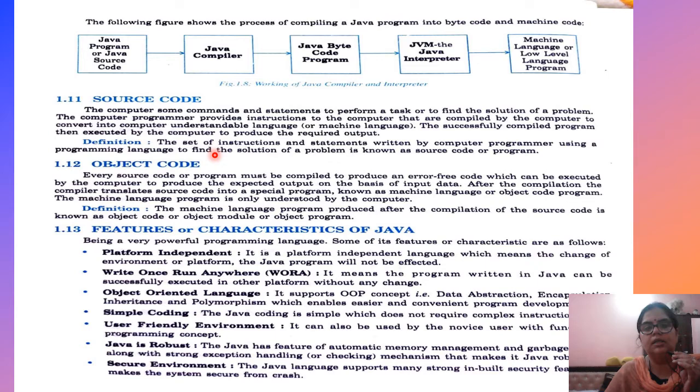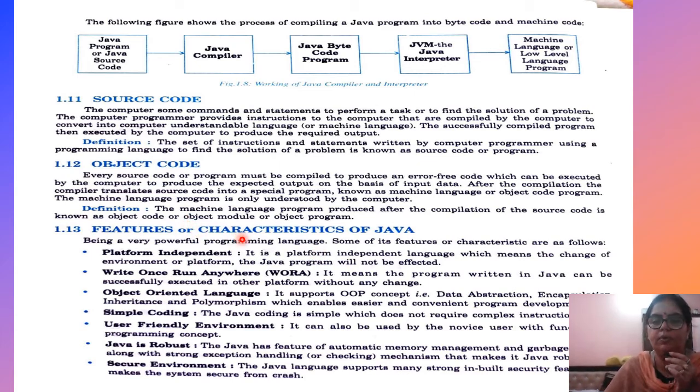See here, what is source code? The set of instructions and statements written by a computer programmer using a programming language to find a solution of a problem is known as source code. And what is object code? The machine language program produced after the compilation of the source code is known as object code or object module or object program.